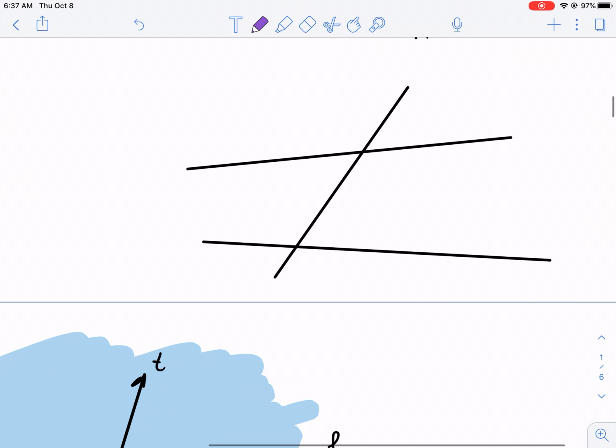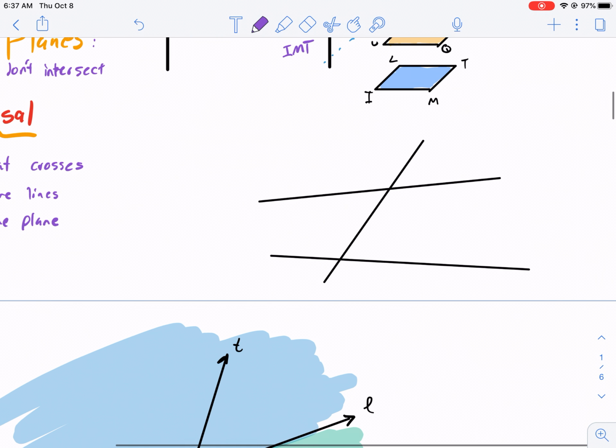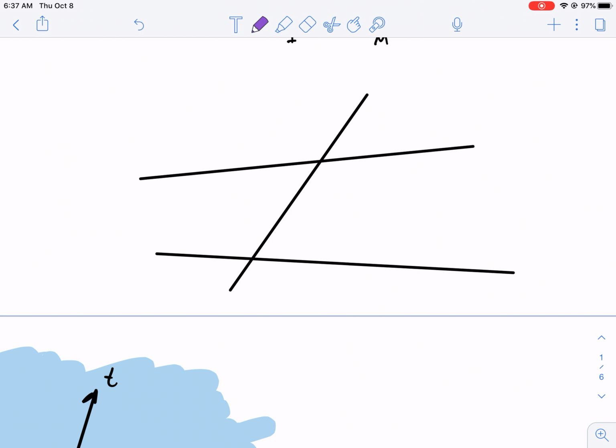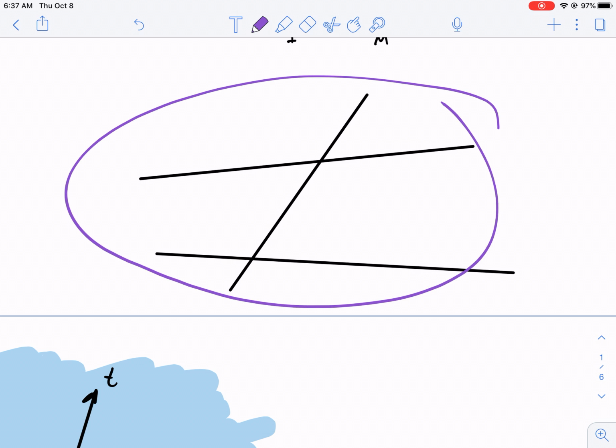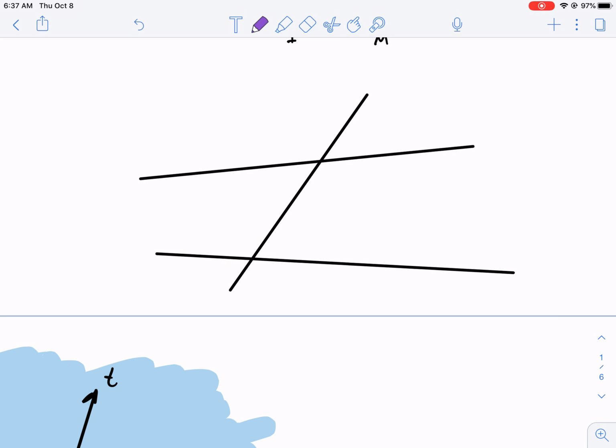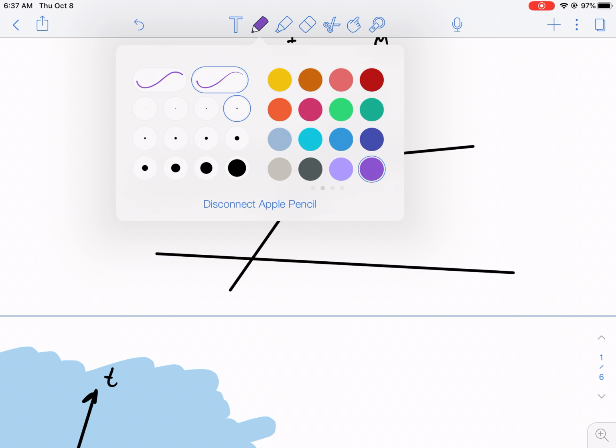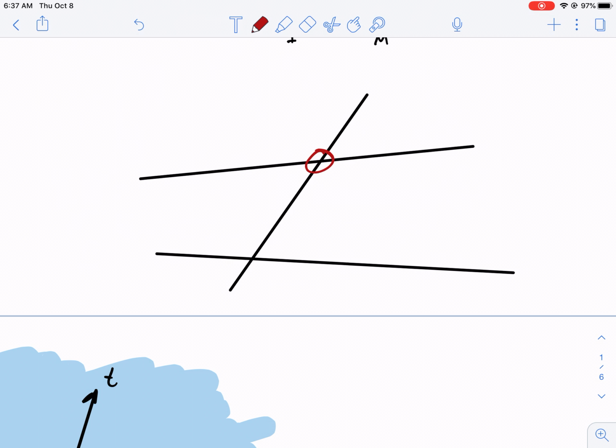Okay, so what does that mean? Well, let's look. We have a couple lines here. Which one is the transversal? Remember, it has to cross 2 or more. First, you'll notice that they're all in the same plane because they're all flat. Second thing, which one of these crosses 2 or more? Well, you see that we have 2 intersections here. The line that's on both those intersections is this guy. So this guy is the transversal.